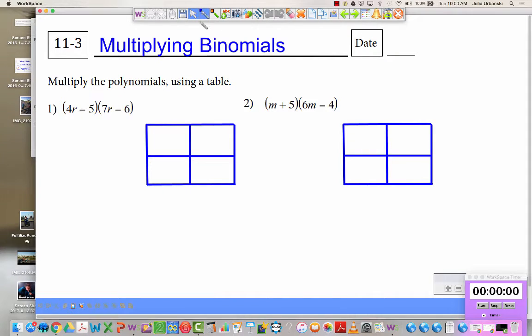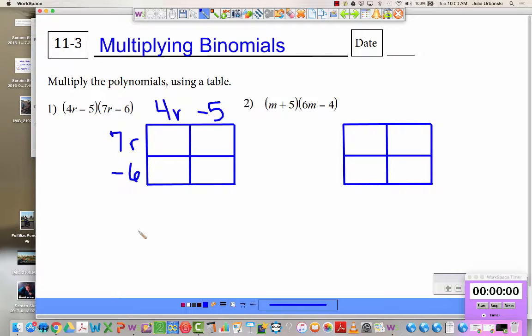Okay? So first of all, for number 1, there's 2 groups here. See how it's 2 by 2? Well, I made a box of 2 by 2. And so across the first row, you have a 4r and a minus 5. So just write it out right here. 4r minus 5 with 2 columns because there were 2 terms. What do you think is going to go down here? And minus 6. Good. 7r is the first one and then minus 6.